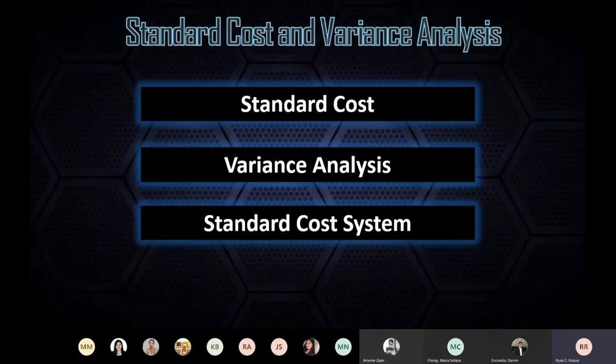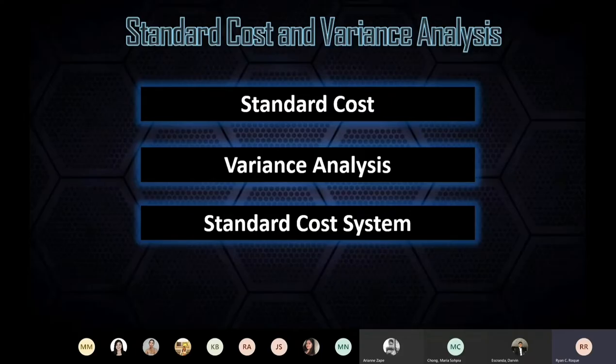So, hindi naman talaga disadvantage yun, yun lang yung kapalit ng sobrang bilis at effective ng standard cost system. However, matrabaho lang pagdating ng end of the period because you really have to evaluate, you really have to analyze the variances. Bakit hindi nare-reach yung target and so on.